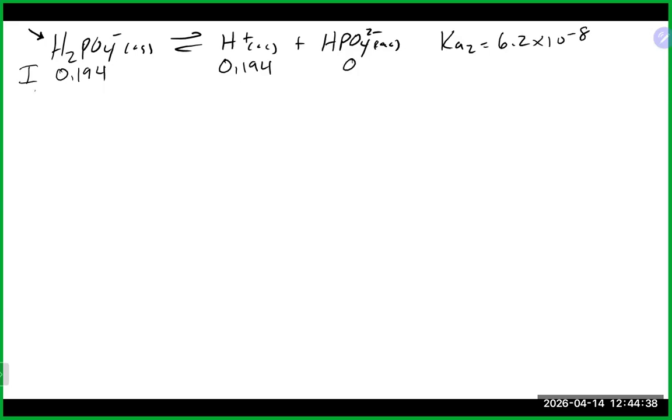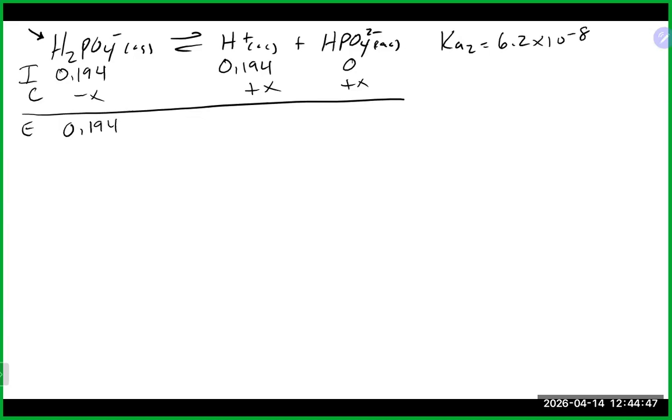The rest of the table is going to be similar. It's going to be minus x. This is going to be plus x and plus x. This is going to give me 0.194 minus x, 0.194. Don't forget this is a plus x on this side, and that is an x. Any questions on that table?